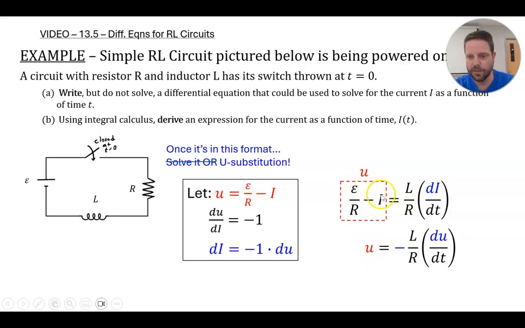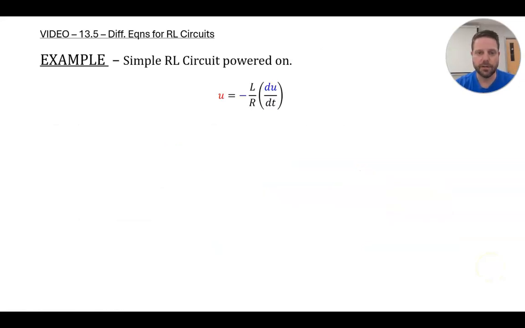But since we had two terms on the left side of the equation, I and this epsilon over R, we can let that be u, and that will allow us to solve it in the same way. So now starting off with this equation, what we need to do first is ideally separate and integrate this. So I need to get the u and the du on the same side, and then all the constants and dt on the other.